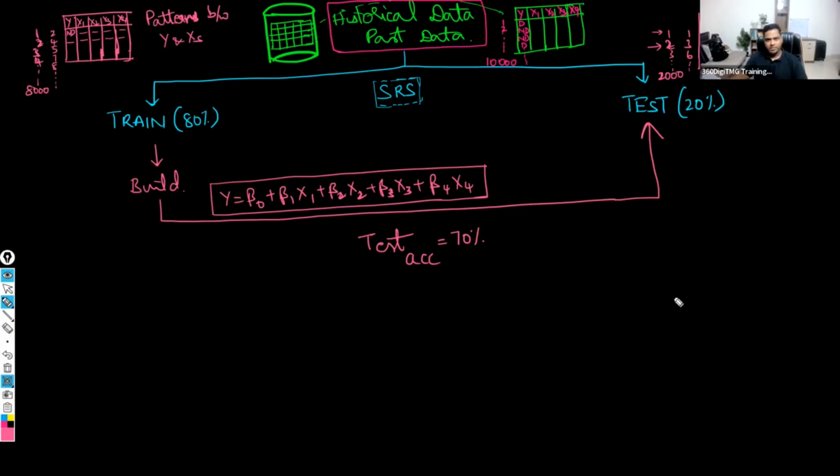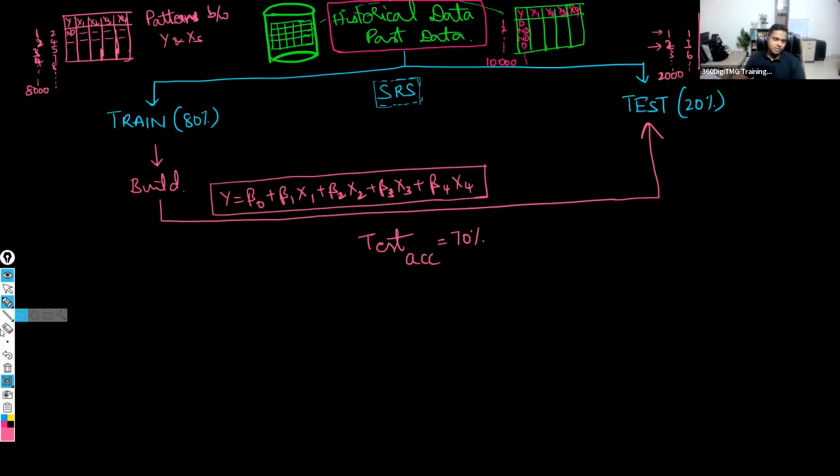Okay, next. You probably are not happy with this accuracy of 70%. What should you do then? Maybe customer might have told you that if I do not get an accuracy of 90%, I would not care about your model. I would just put that into a trash bin.